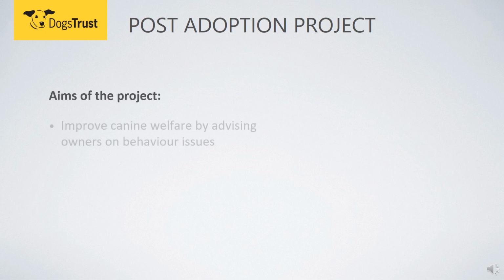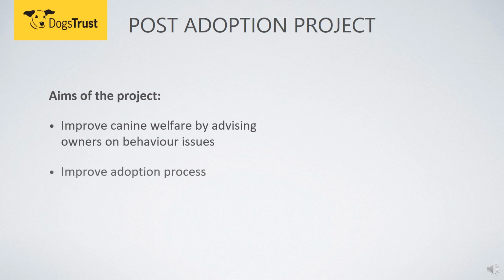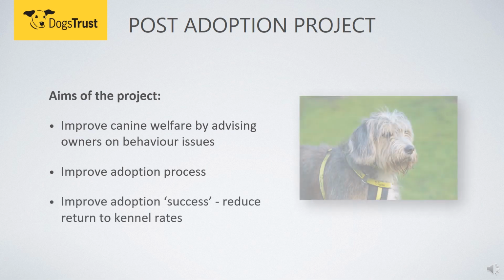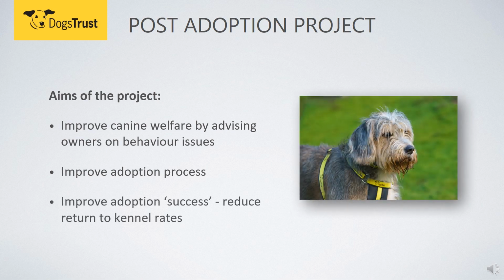The aims of the project are to improve canine welfare by advising owners on behaviour issues, use the information we learn from adopters about their dogs after adoption to improve our adoption processes, and ultimately to improve the success of adoptions and reduce the number of unsuccessful adoptions that might result in the dog being returned to us.